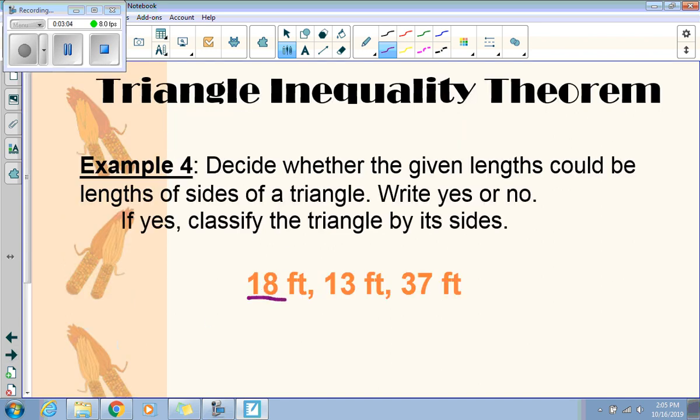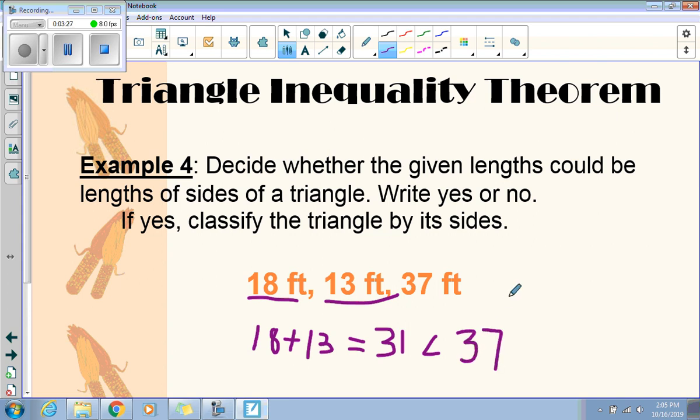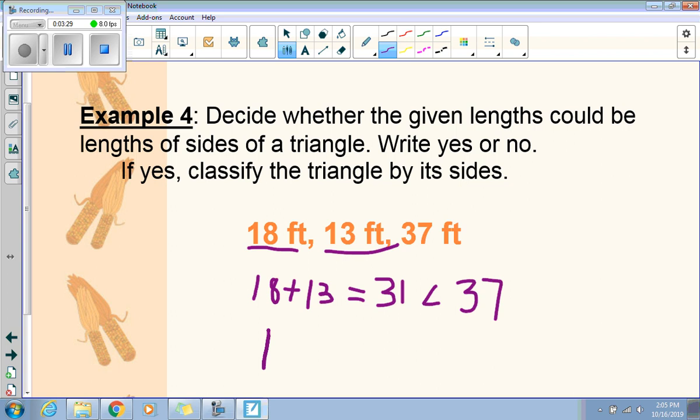Okay, here we've got 18 and 13, which are smaller than 37. So 18 plus 13 gives us 31, which is less than 37. So our answer here would be no triangle, because we can't have one because the side is smaller. We will also not have a triangle when the sides equal the third side.